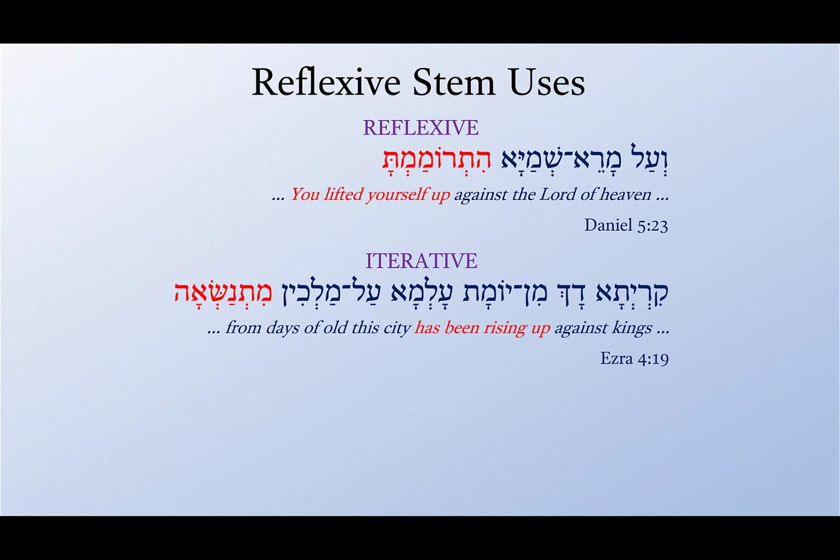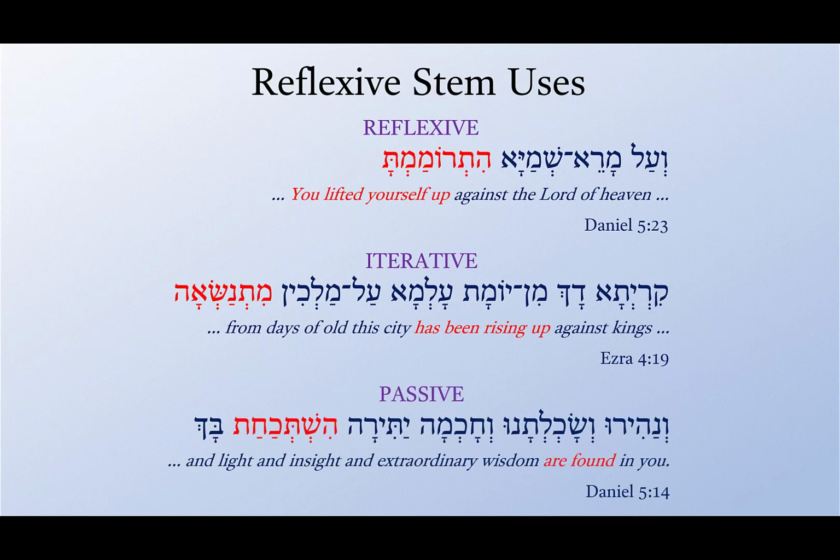There's also an iterative, similar to Biblical Hebrew's use of reflexive stems. From days of old, this city has been rising up against kings. It's something that happens over and over. Okay, so that iteration idea is something that's well at home in our intuition about reflexive stems from Biblical Hebrew.